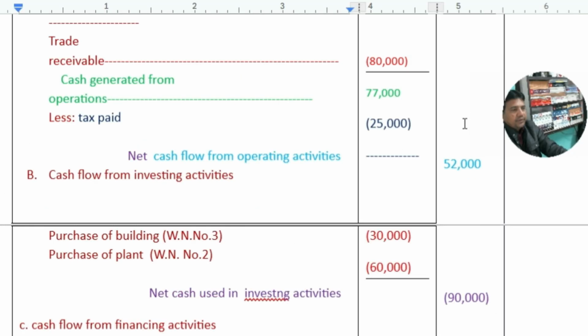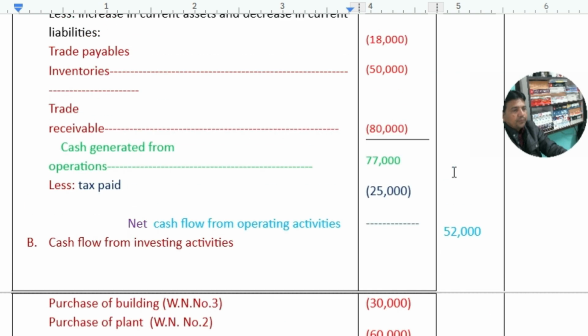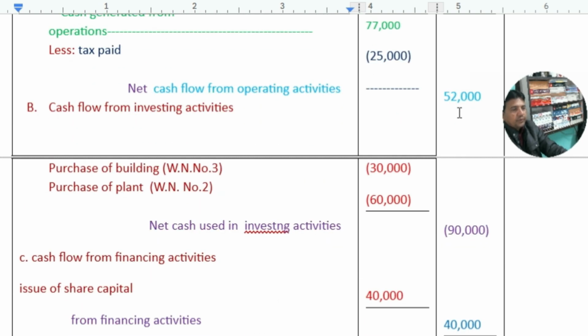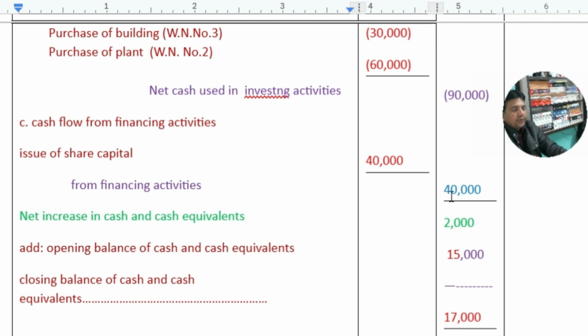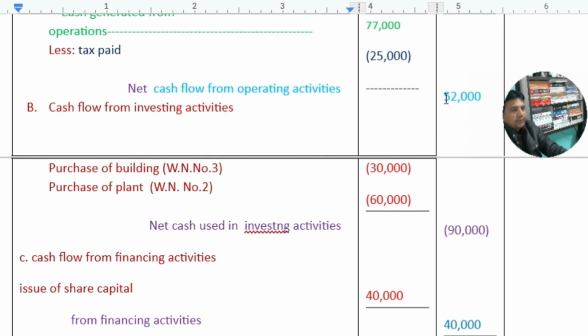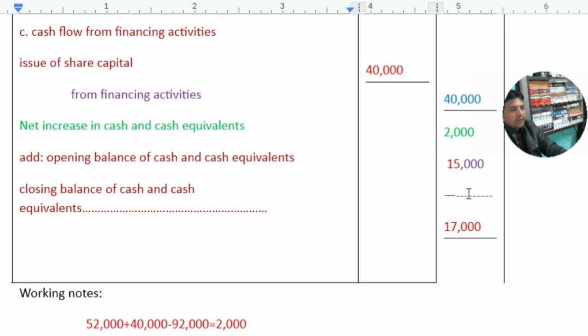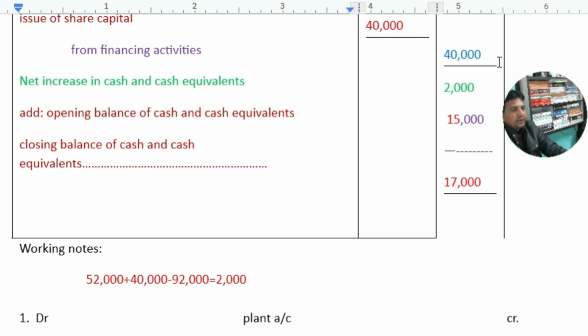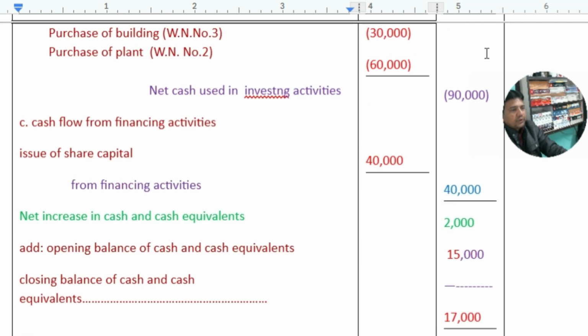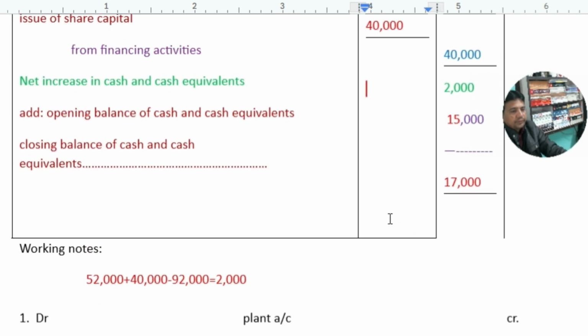So we have three values in the second column, 52,000, 90,000, 40,000. So two are plus items, one is minus item. So let us do it first. 52,000 plus 40,000, 92,000 minus 90,000. So balance is 2,000 positive. So it is net increase in cash and cash equivalents 2,000.